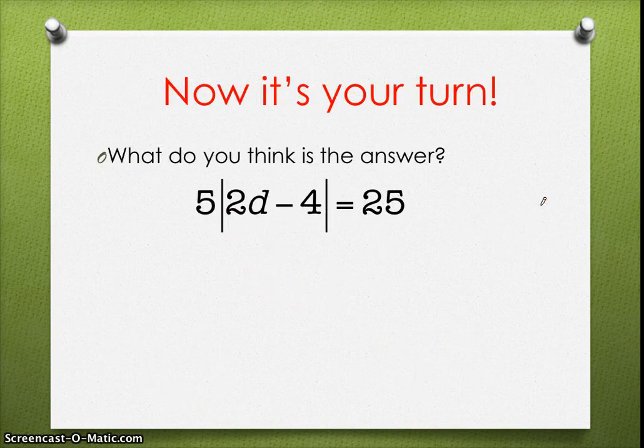Now, here's your turn to try a problem. Notice that this is a situation where there are values on the outside. So think of what is the inverse operation that will get rid of that 5. And once you have set the new equation with only things on the inside, you can break them up into two separate situations. Go ahead and identify the answer.